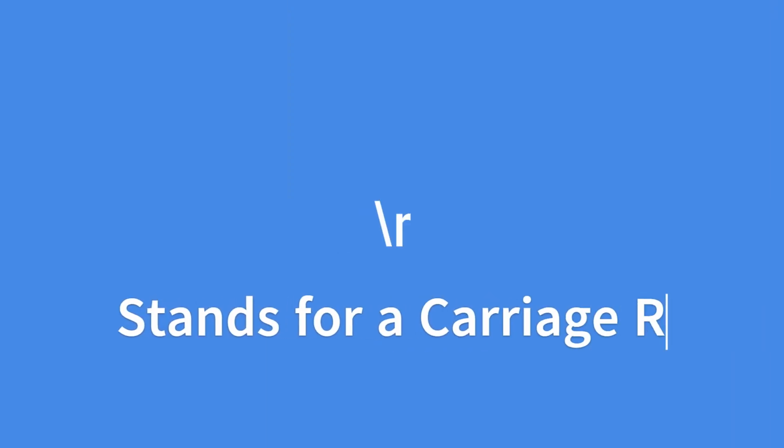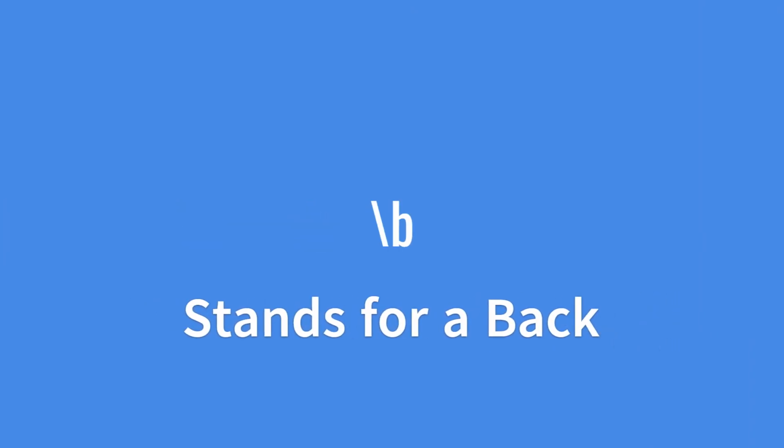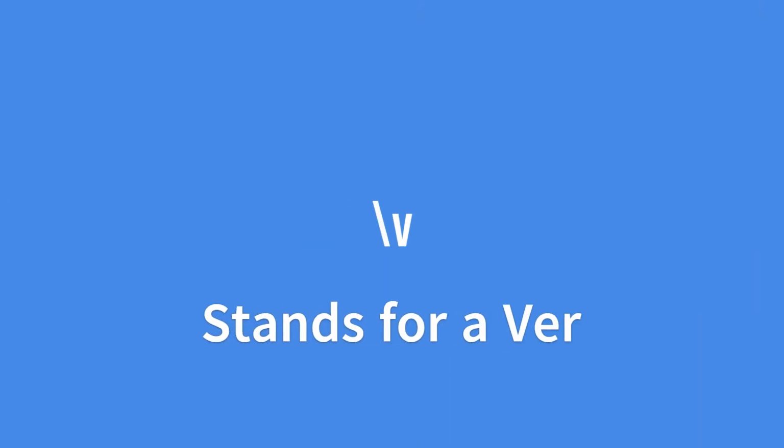\N stands for a new line or line feed. \R stands for a carriage return. \B stands for a backspace. \F stands for a form feed. \V stands for a vertical tab.